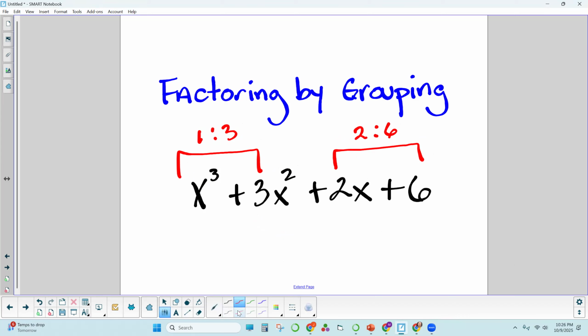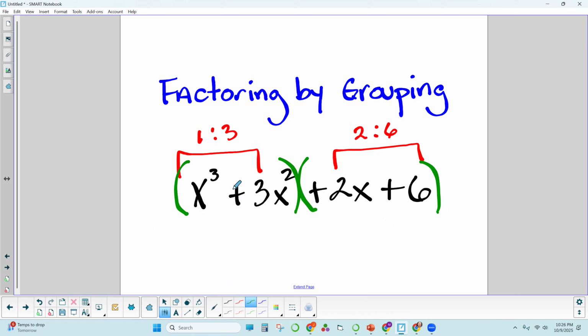Now, how do we do this? Well, just like when we're factoring anything to start off with, we want to make sure, can we factor out a GCF? Is there a greatest common factor? Here there is not, so we're going to group. So I'm going to group the first two and I'm going to group the last two terms, okay?